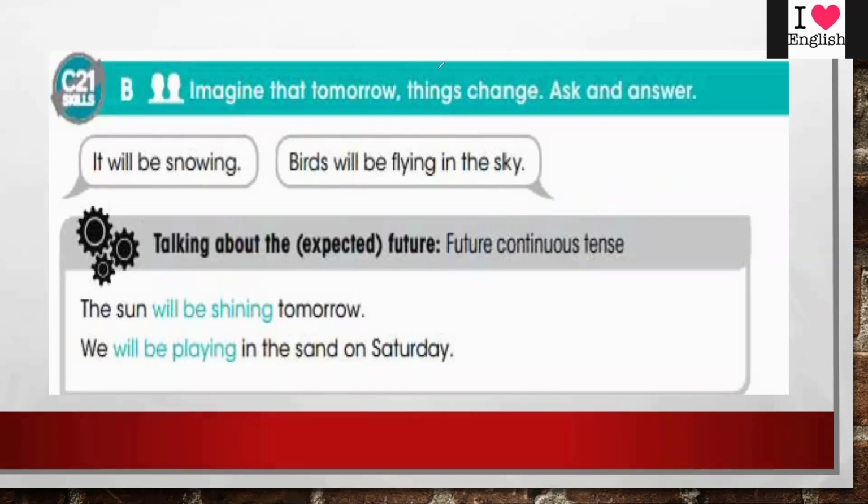Who will give us more sentences? Yes. The girls will be tidying their room after tomorrow. Yes, the room after tomorrow. Yes, very good. I will be going to the supermarket.